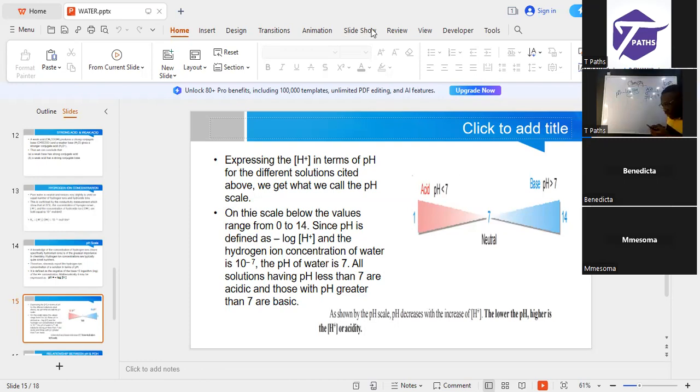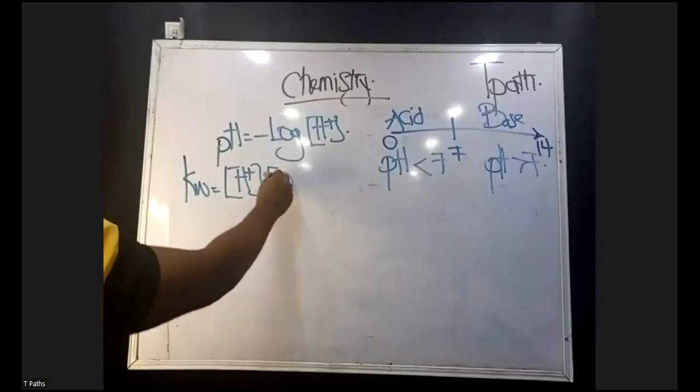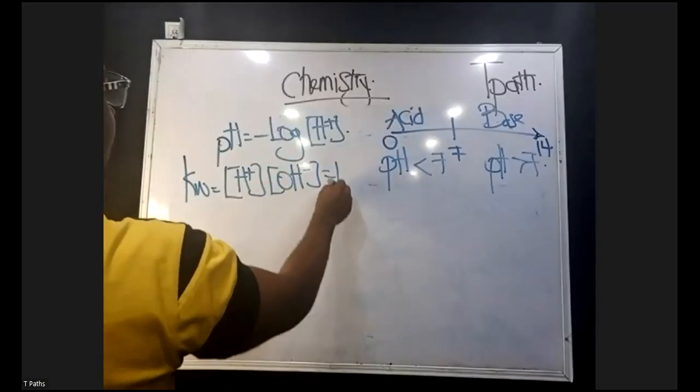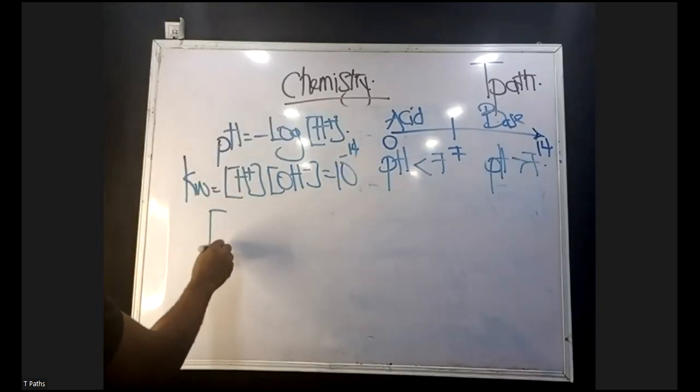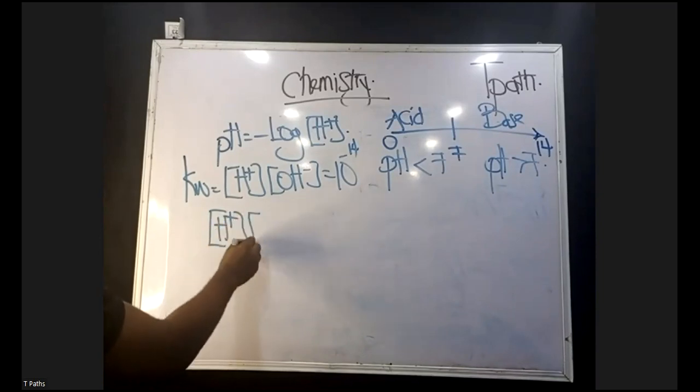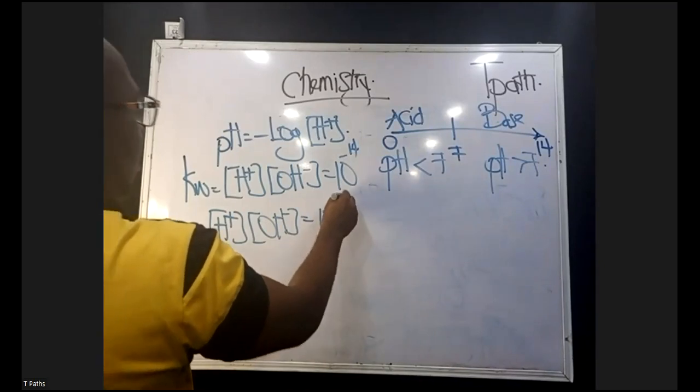The relationship between pH and pOH. We can clearly see that the relationship is telling us pH plus pOH. But today, let's see if we can derive something. We recall that Kw is equal to H+ times OH- equals 10 raised to the power minus 14. If H+ times OH- is equal to 10 raised to the power minus 14, then we find the logarithm.